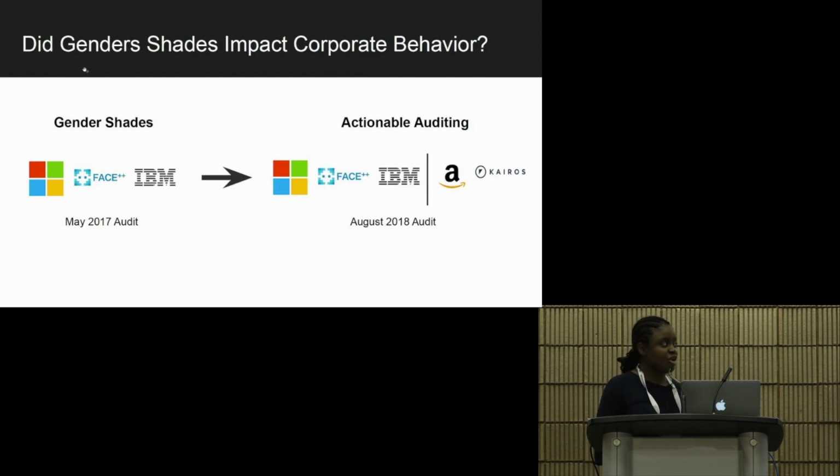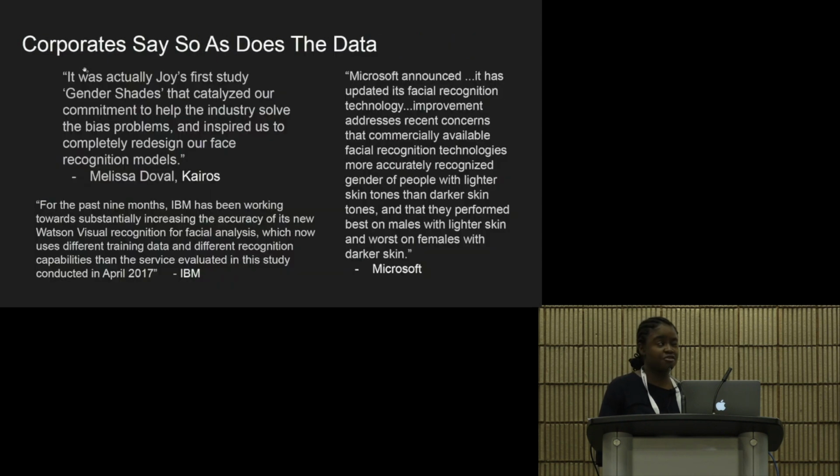So the third question, which is the big one, is how do you fix this bug? How do you address discrimination and performance disparities in these commercial API products?